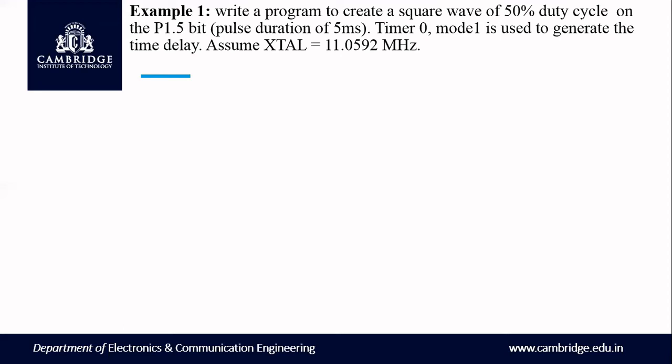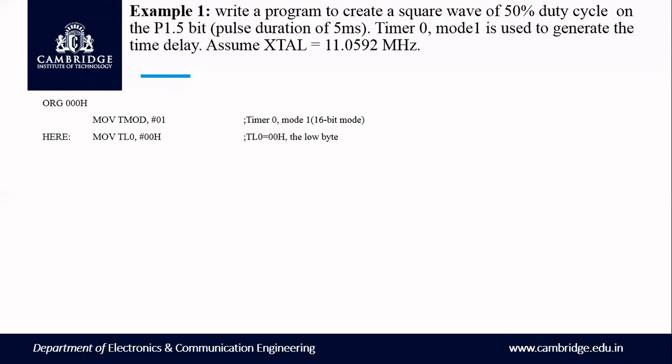So the first step would be that. First we need to write ORG 0000H. Then the TMOD register is 01, we can write it like this. Then we need to load the values of TL0 and TH0 with EE00 for 5 milliseconds.